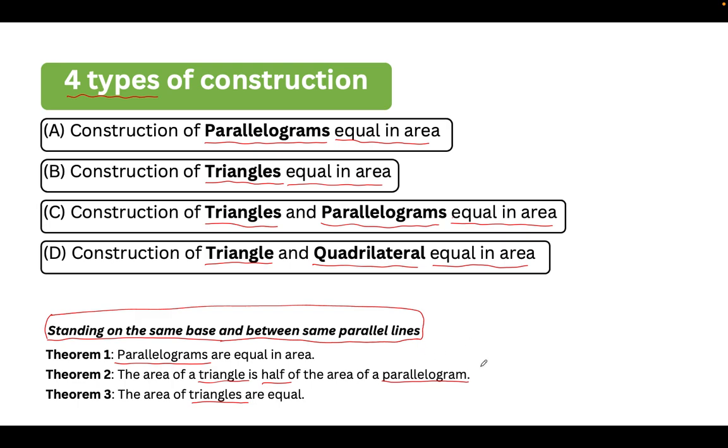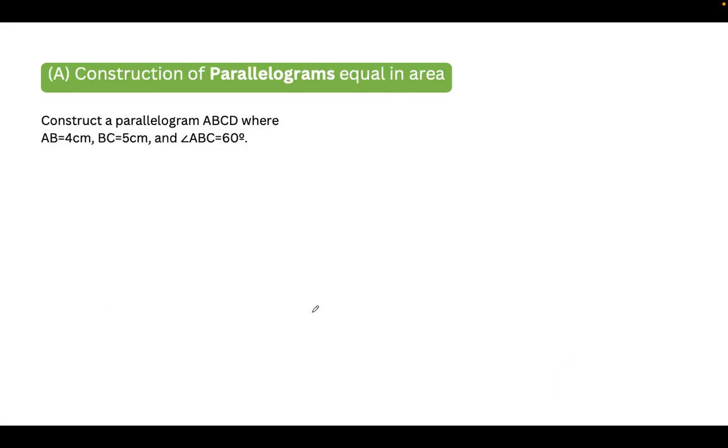Let's learn a bit more about theorem 2. That means the area of a triangle is half the area of a parallelogram, or we can also say that the area of a parallelogram is 2 times the area of a triangle. Now let's move on to the first type of construction, that is construction of parallelograms equal in area.